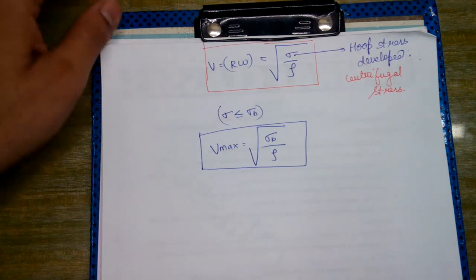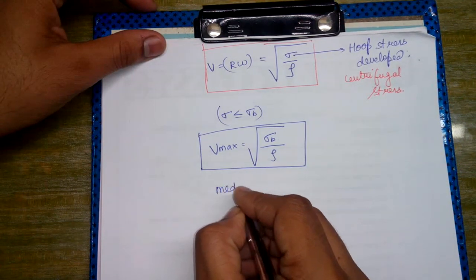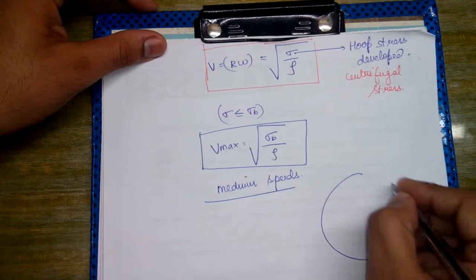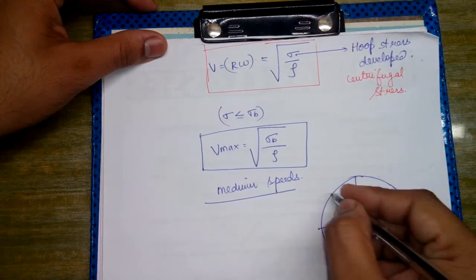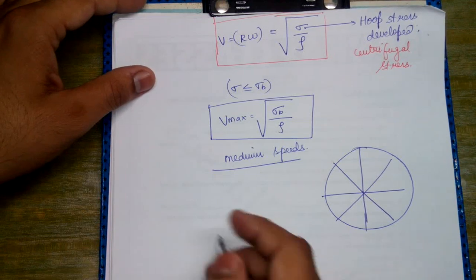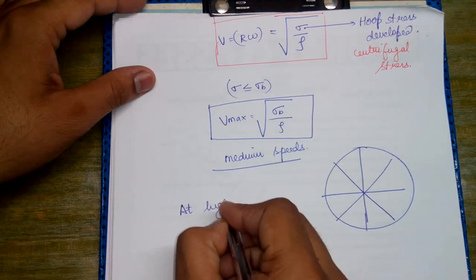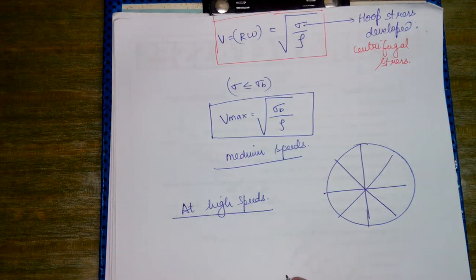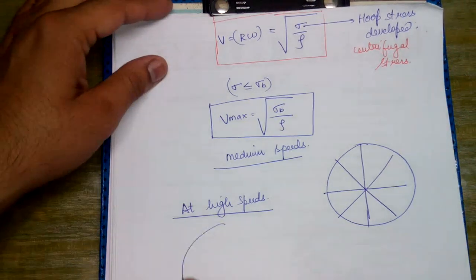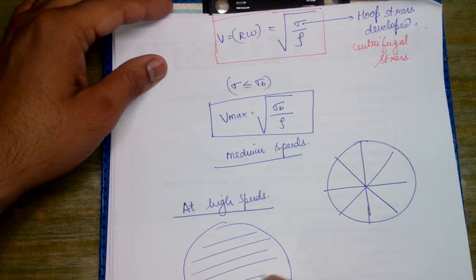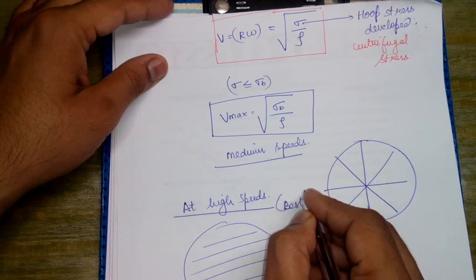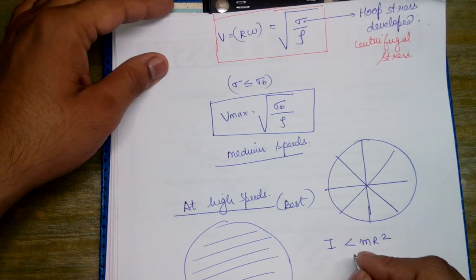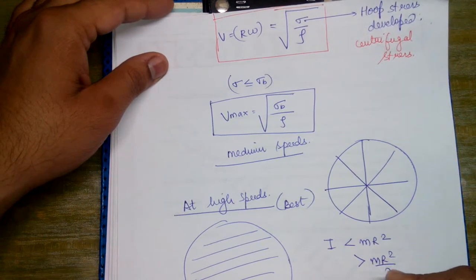So if we are using the flywheel at medium speeds, then the flywheel is comprising of spokes. But when we are talking about high speeds, we are going to use the disc shaped flywheel. So in case of the disc shaped flywheel, this is actually the best type of flywheel, since I is less than m r square, or in some cases it is greater than m r square by 2.